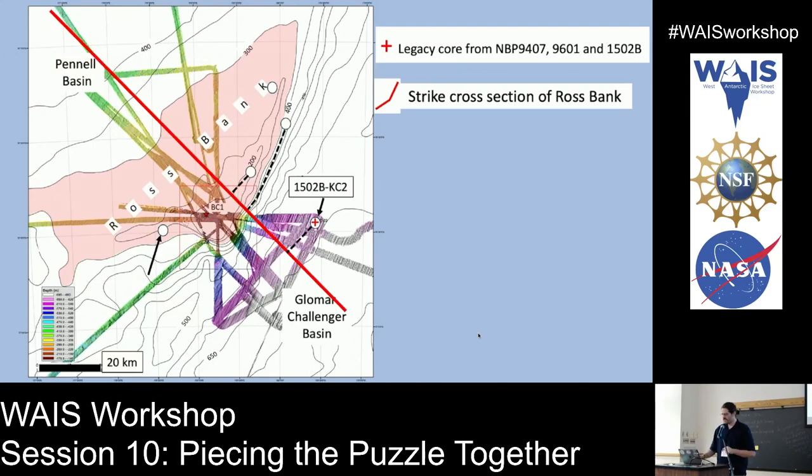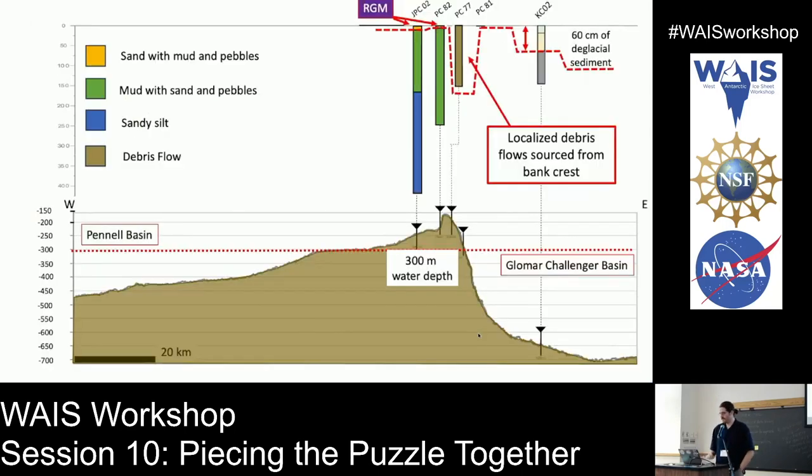Now I'm just going to show you an east-west cross-section and emphasize that last core that I mentioned, PC77. It's right on the flank of the bank. So here we go. I had already shown you the first two cores, 82 and JPC02, where we've got that residual glacial marine. PC77 is on the flank of the bank, and we see this really sandy unit, very mixed up, and we characterize that as a localized debris flow in the area, possibly shed off from the top of the bank.